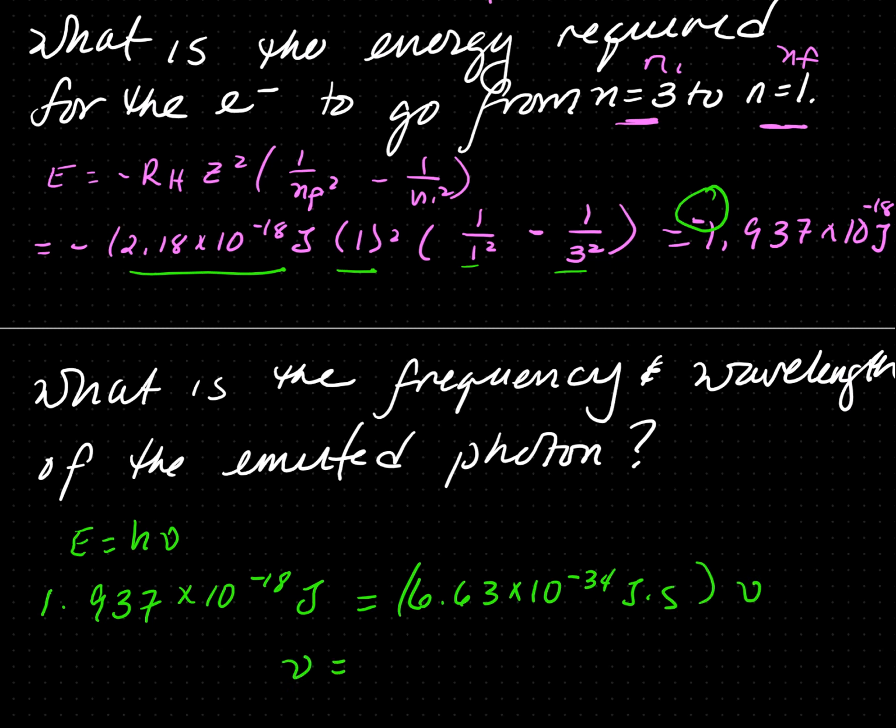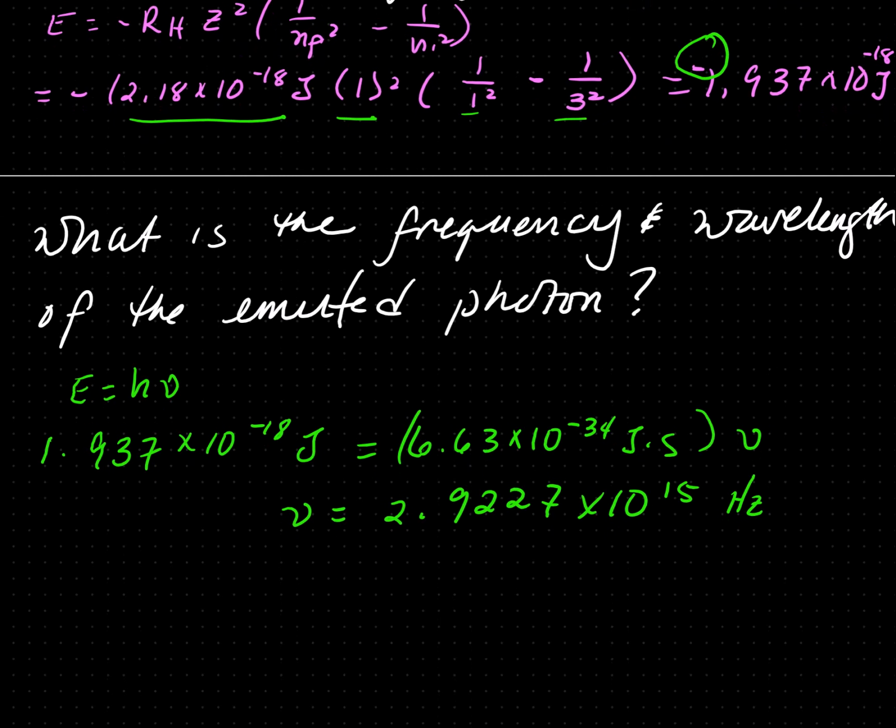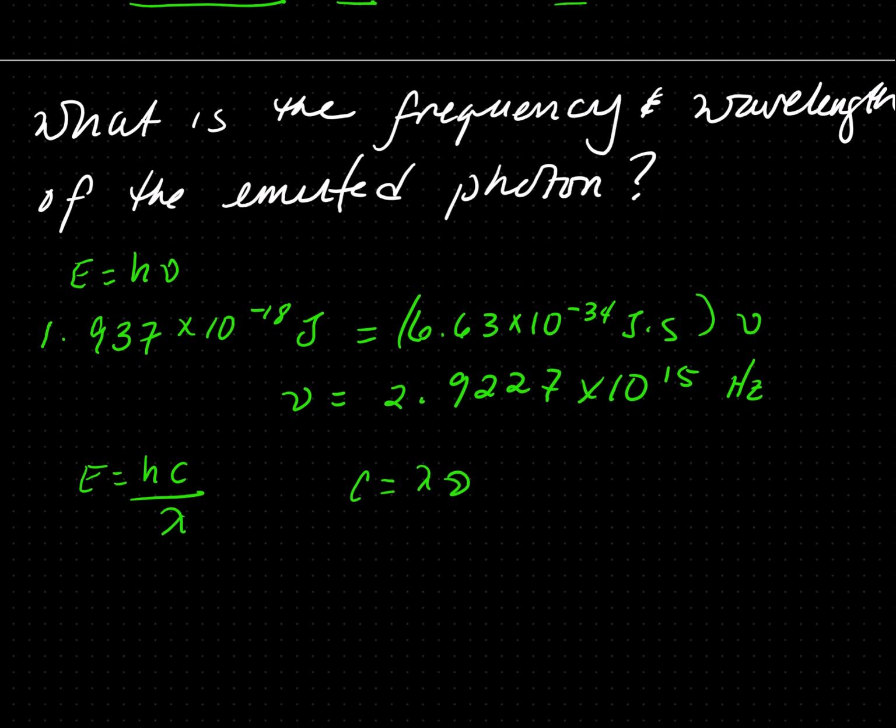So nu becomes 2.9227 times 10 to the 15th. Since its frequency units is hertz or 1 over seconds. At this point, you could use E is equal to hc divided by lambda, or you could use the wave equation or the light equation, which is lambda times nu. I'm going to use the wave equation because it's a little bit simpler. 3.00 times 10 to the 8th meters per second.